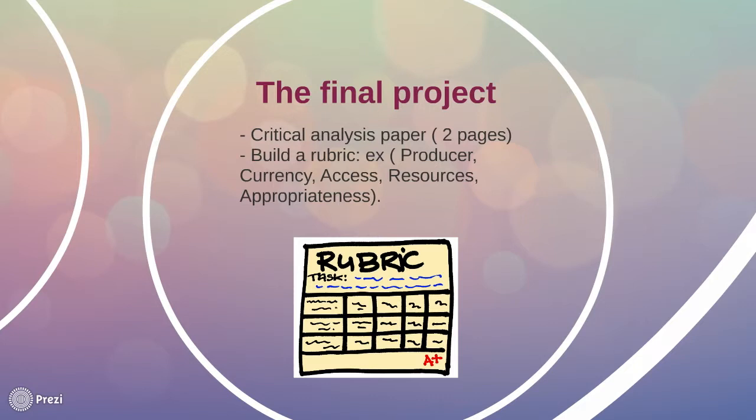One of the methods that you can use for digital media critical review is building a rubric or a checklist with valued attributes. For example, you can choose elements such as producer, currency, access, resources, and appropriateness, and then apply every resource you find interesting to this filter or rubric. So you can write about your story, finding and deciding which resources to use, or you can use the critical review rubric, or you can use both methods to accomplish this week's assignment, which is the critical analysis paper.